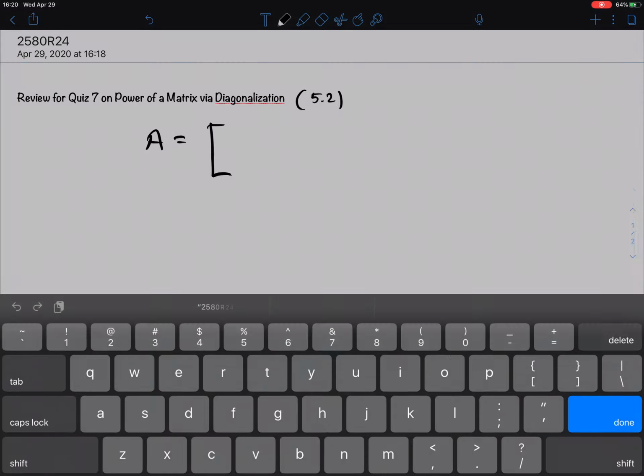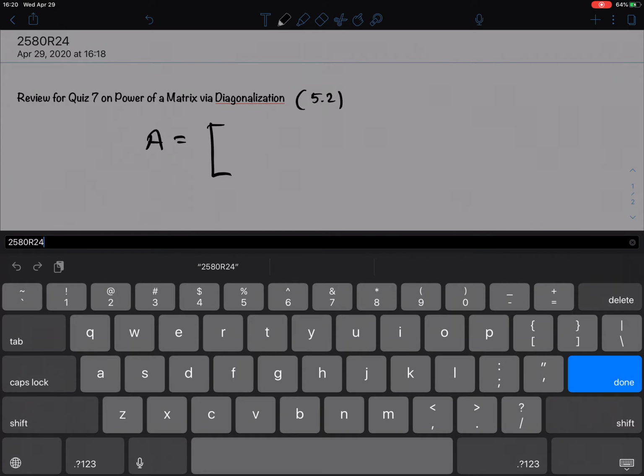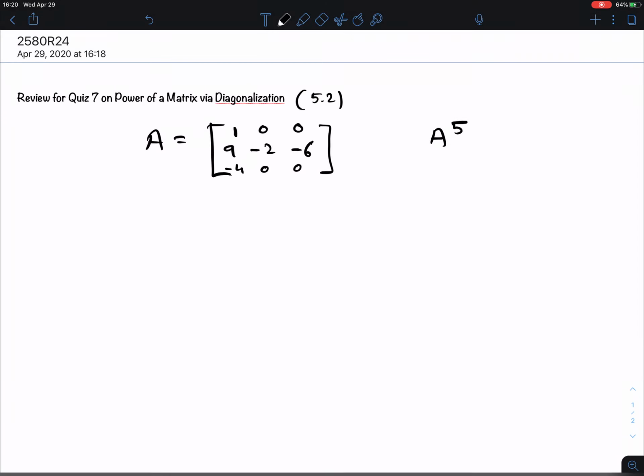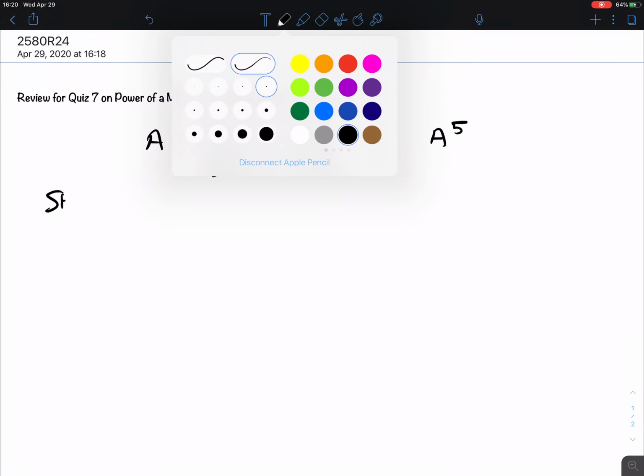I have the matrix 1, 0, 0, 9, negative 2, negative 6, negative 4, 0, 0. Okay. And I want you to calculate for me A to the power 5. And trust me, if you would have to do this by hand, it would get very ugly. So, step 1.